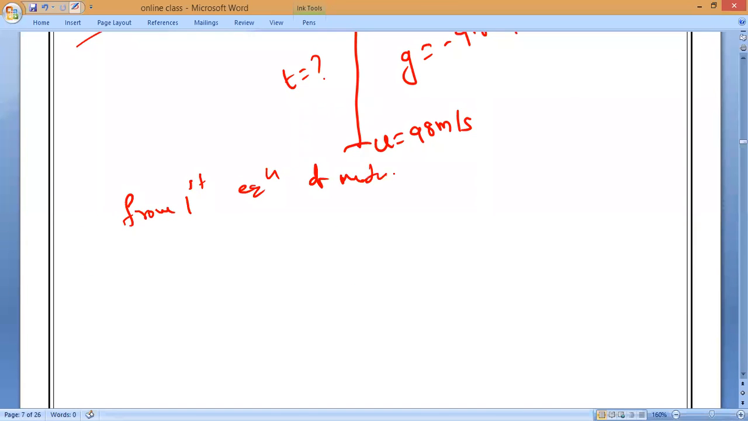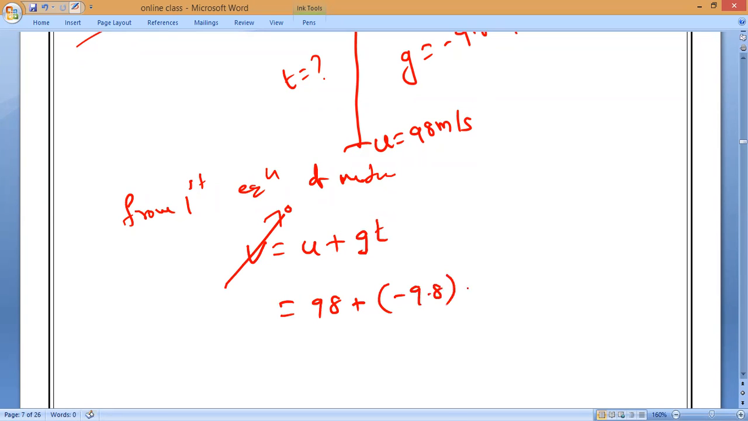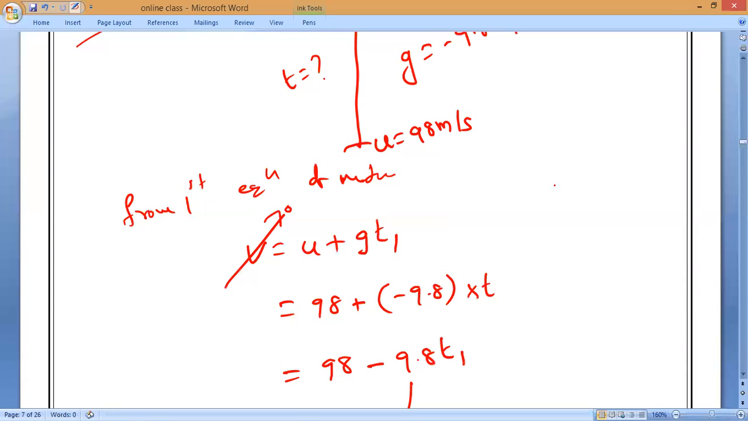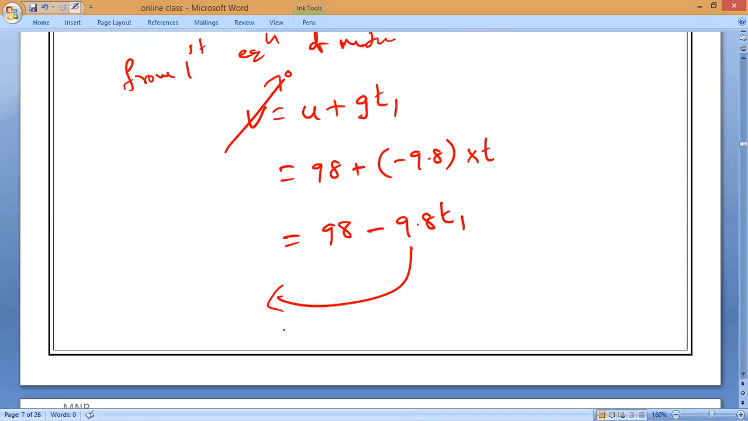So V is equal to U plus GT. Now the final velocity is 0. Initial velocity is 98 plus G value minus 9.8 into time. So 9.8 will come to this side as plus 9.8. Actually, it is time T1, because it is the going time alone that we are taking. So now 9.8 T1 is equal to 98.